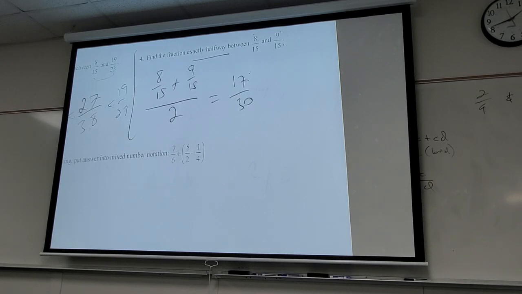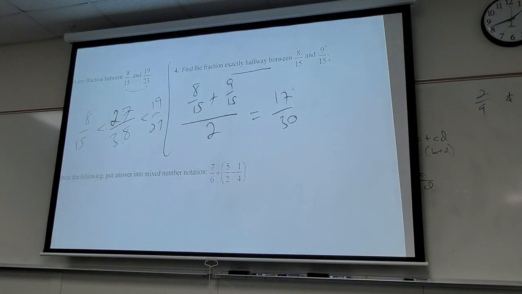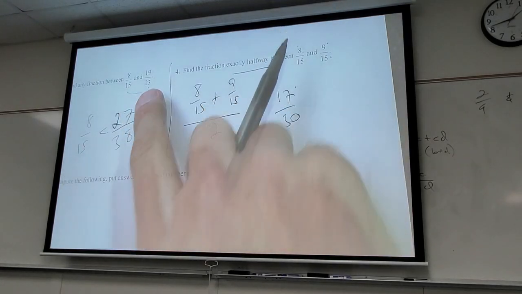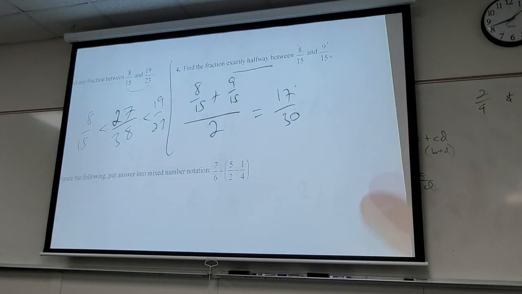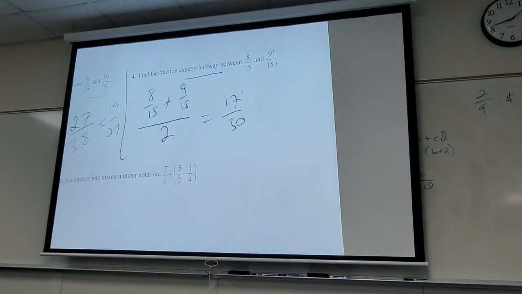Do you guys see that? Okay, so in general, adding straight across just gives you a fraction somewhere in the middle. If the bottoms are not the same, it's not going to be right in the middle. If the bottoms are the same, this process gives you right in the middle. Okay, I like it.